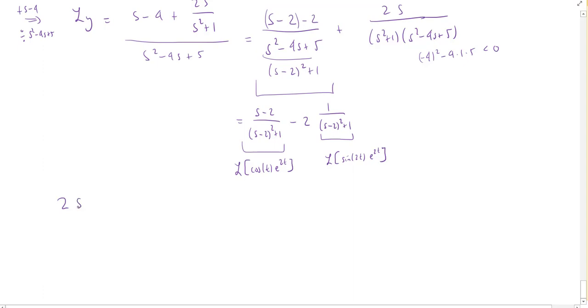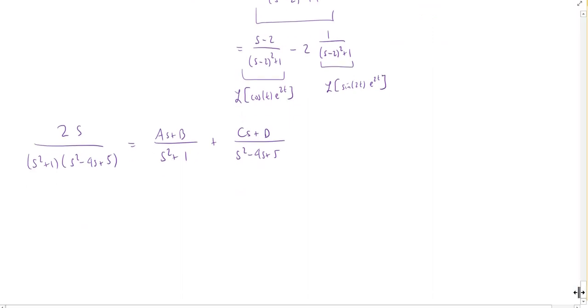Okay, let's see here. So I have 2s over (s squared plus 1) times (s squared minus 4s plus 5), and I want to break this up as something over s squared plus 1 and something over s squared minus 4s plus 5. What do the numerators have to look like? Well, because these are irreducible quadratics, they have to be linear pieces. Okay, let's clear the denominators. So we get 2s is equal to (as plus b) times (s squared minus 4s plus 5), plus (cs plus d) times (s squared plus 1).